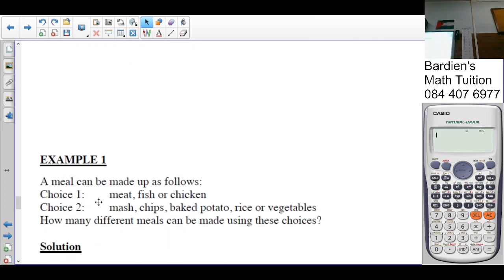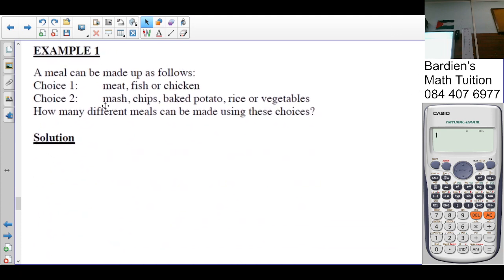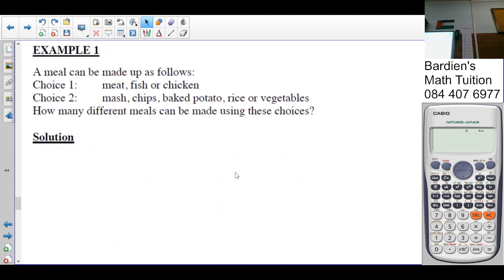Right. Let's look at example 1. Example 1, and this is on page 307, I think. Let's check here. 308. Okay. Example 1, page 308.